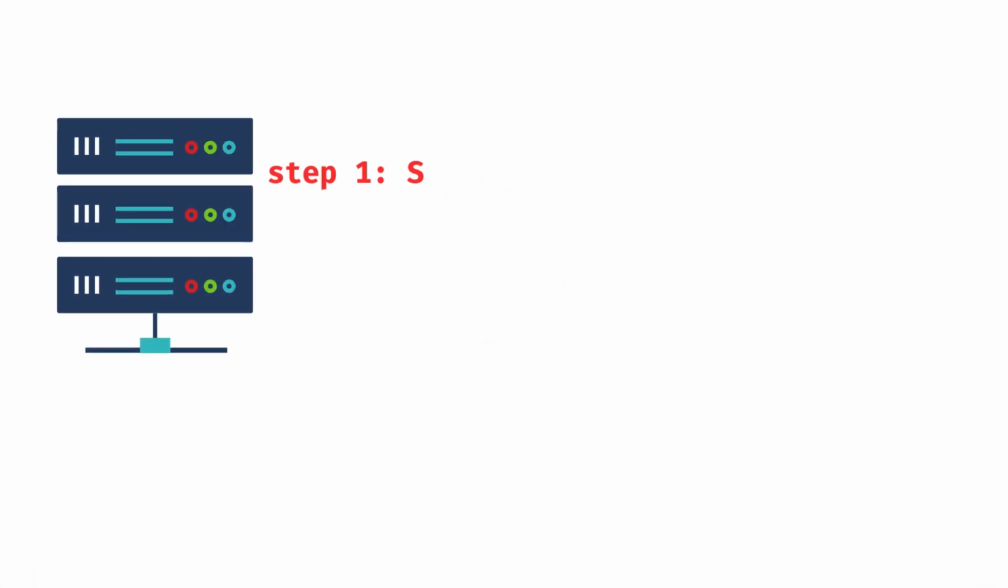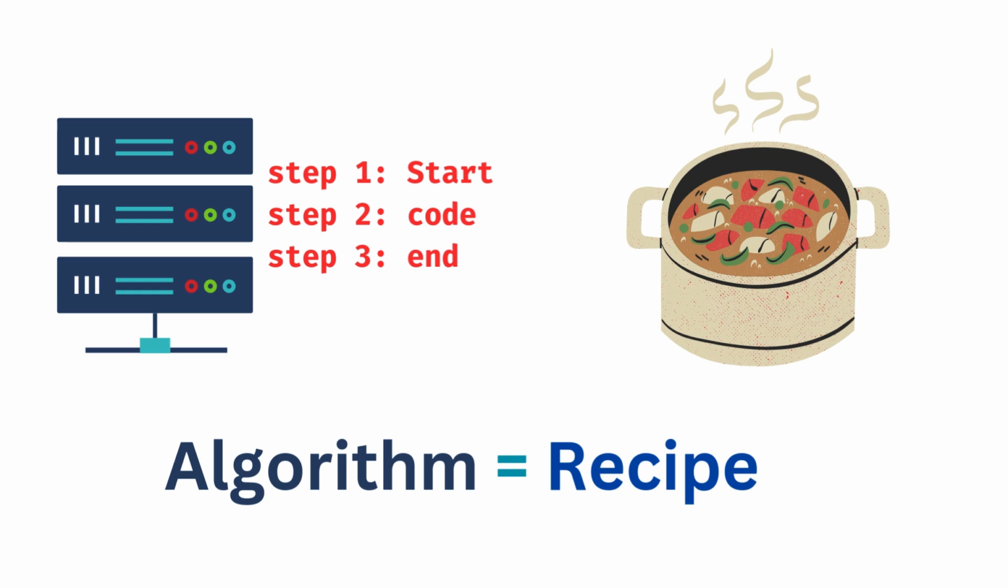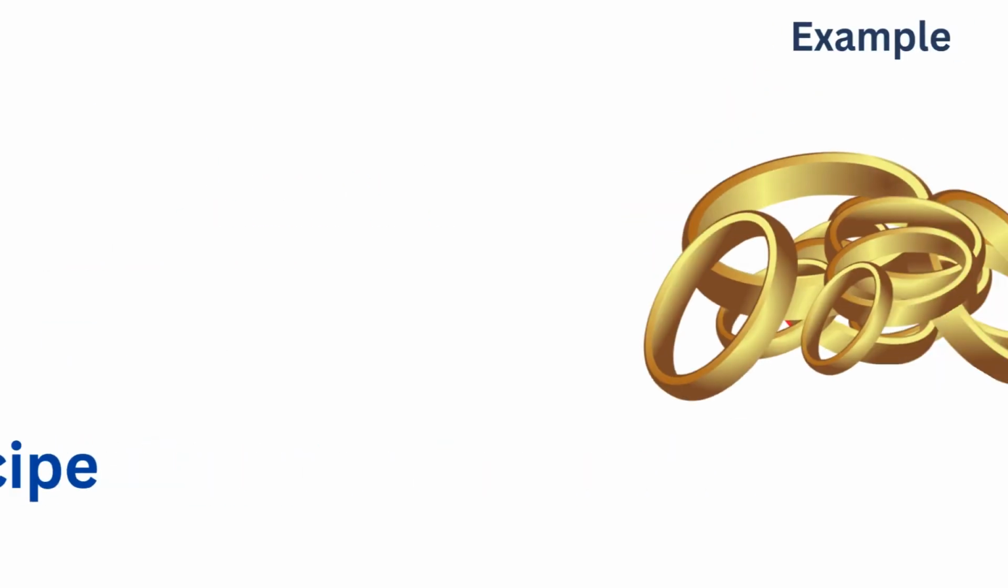What is an algorithm? An algorithm is a step-by-step set of instructions to solve a problem. Think of it like a recipe for cooking food. If you follow the steps correctly, you get the desired dish. In AI, algorithms help computers make decisions and solve problems.